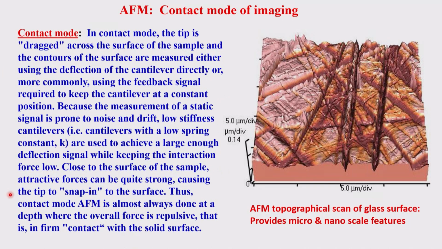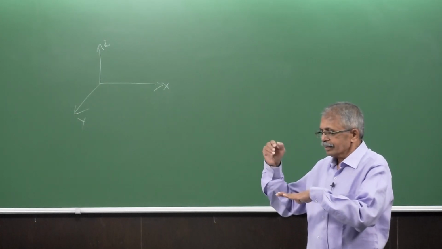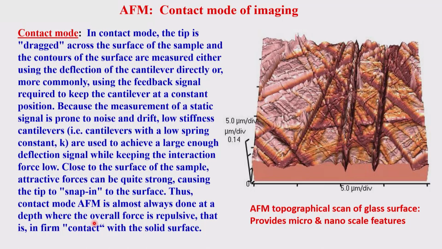Okay, so close to the surface of the sample, attractive forces can be quite strong. In such cases, when the forces are strong, the tip can go and snap in to the surface. So therefore, contact mode is almost always done at a depth where the overall force is repulsive. Otherwise, you will have the tip getting ruptured, bent, or dented. These kinds of things can happen.